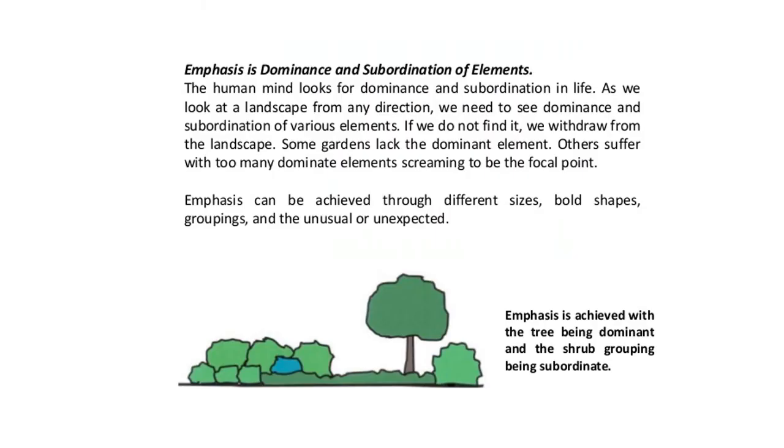Now we have discussed emphasis. Emphasis is dominance and subordinance of elements. How a particular object can dominate the other things and parts. Emphasis is achieved with the tree being dominant and the shrub grouping being subordinate. So here this tree is an emphasis point, and these shrubs are the subordinate things. So the trees become the emphasis here.